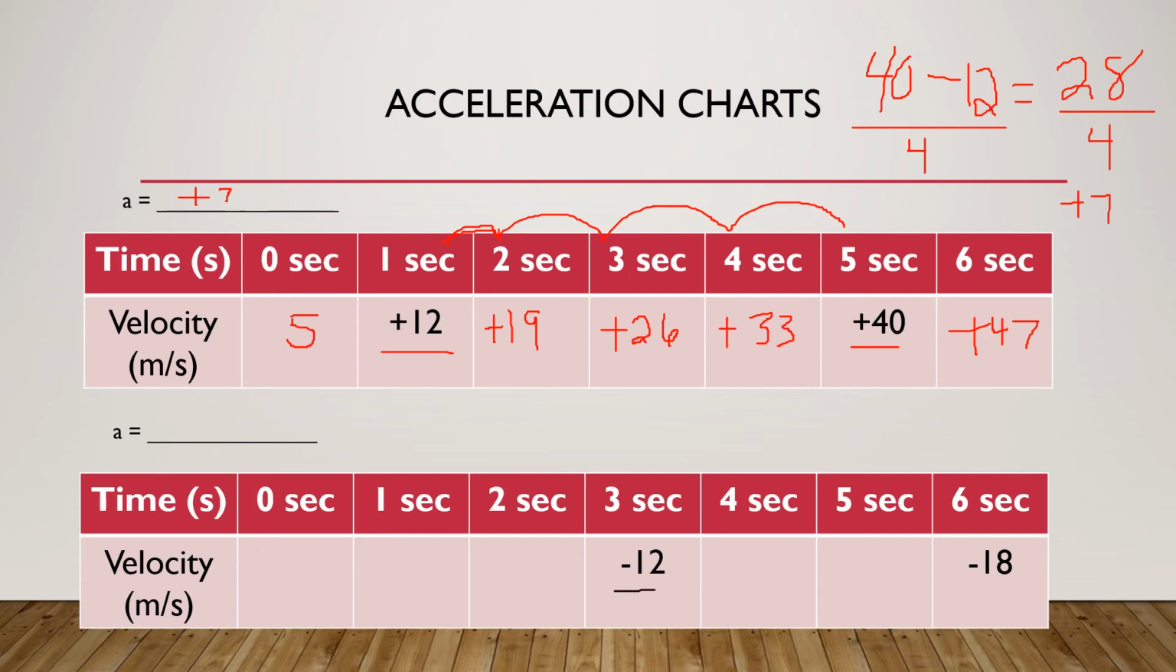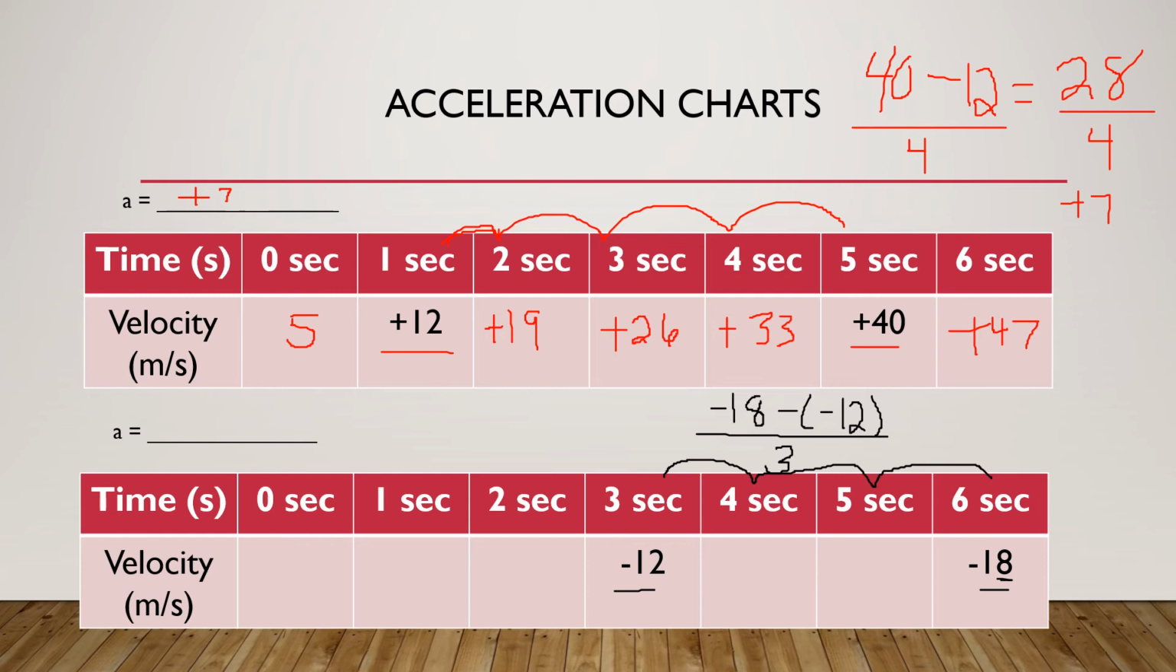I got 2 numbers. I am going to do the right number, which is negative 18, minus the left number. And I'm going to divide that by the time between where they start. So what is that, 6? No, it's not 6. It's the jumps from 3 to 6. 1, 2, 3. There are 3 jumps from 3 to 6, so I'm going to divide it by 3.